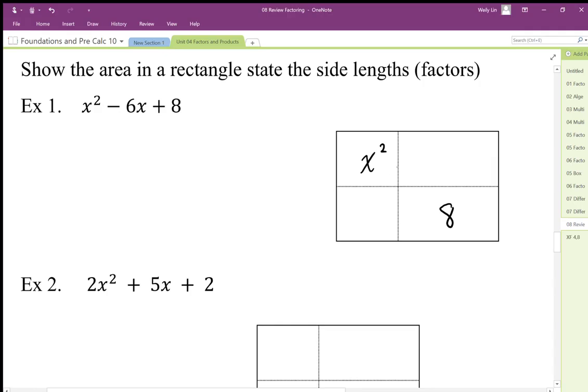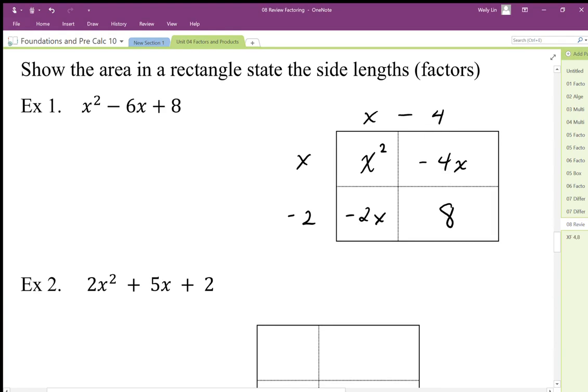I need to have the 6 x's in these two parts. That means I need to have the 8 as a product of -4 and -2, because I need those two numbers to add up to -6. So if I put -4 x's here, -2 x's here, my common factor here is -2. So I have x squared minus 2x. This needs to be -4. That's going to give us the -4 here, -4x is here, -2 times -4 gives us the +8 here.